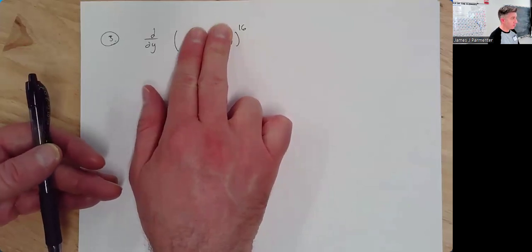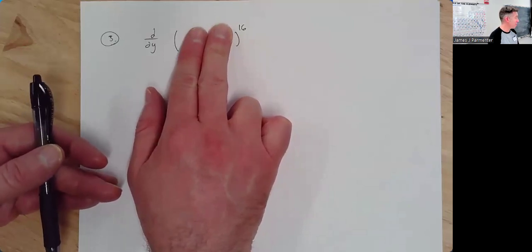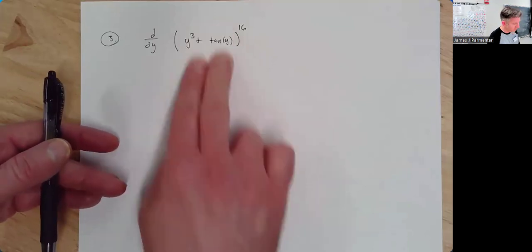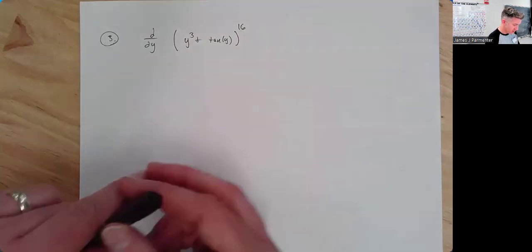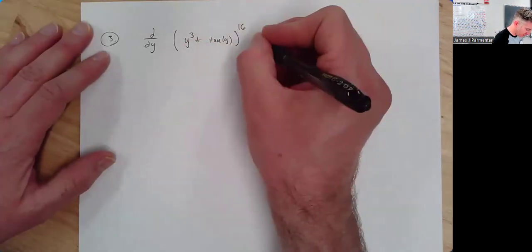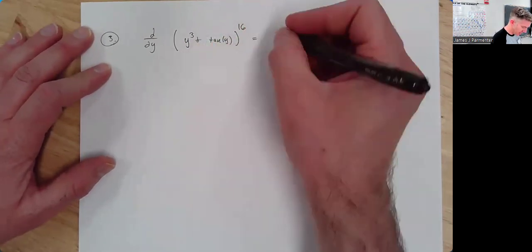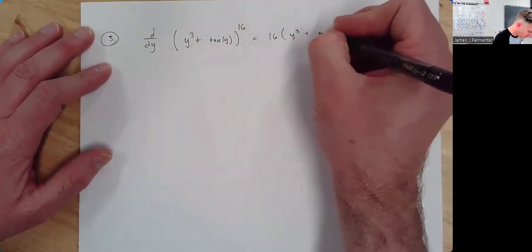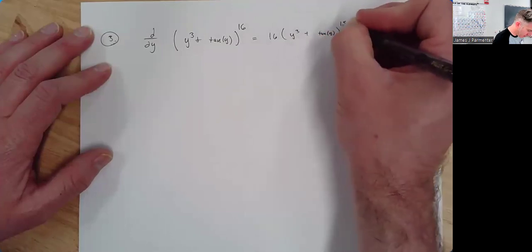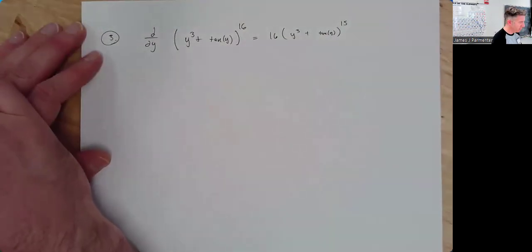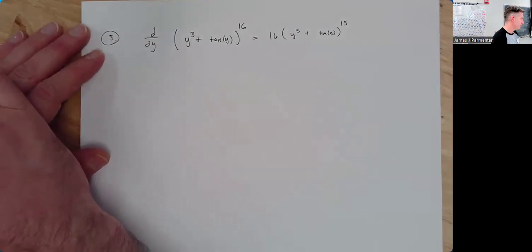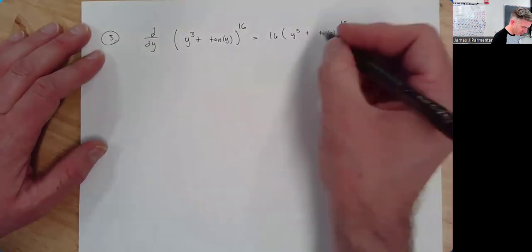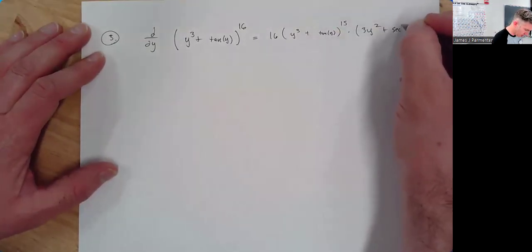Great. So I know that the derivative of x to the 16th power is 16 times x to the 15th power. So now my stuff gets to play the role of x. So instead of having the derivative of x to the 16th, I'm going to get the derivative of stuff to the 16th and get 16 times my stuff to the 15th power. What do I need to multiply by? The derivative of the stuff. So that's going to be 3y squared plus the derivative of tangent of y, which is secant squared of y.